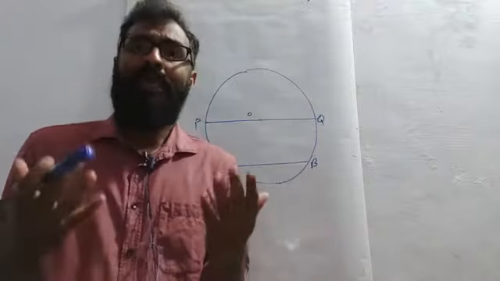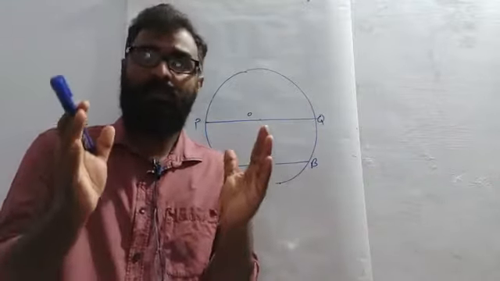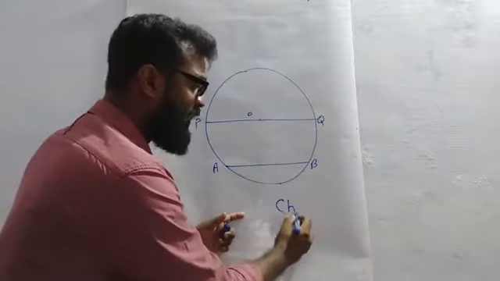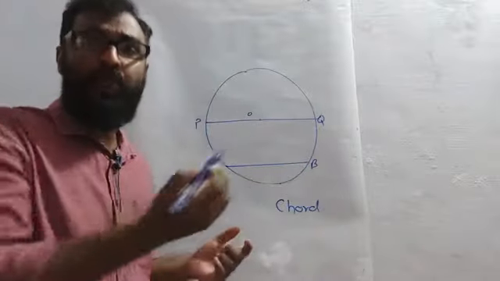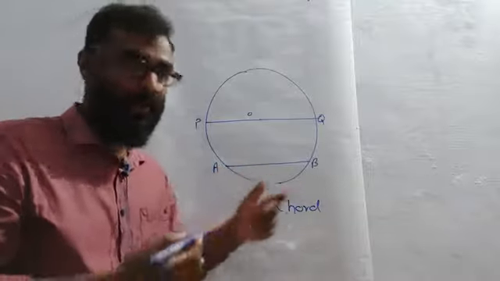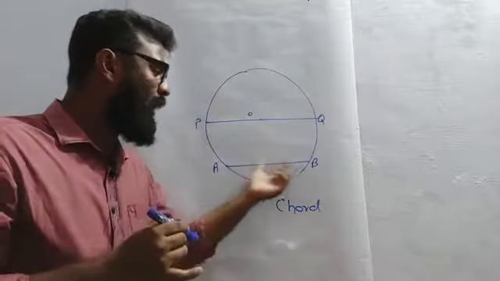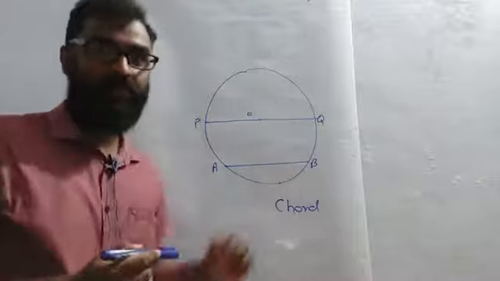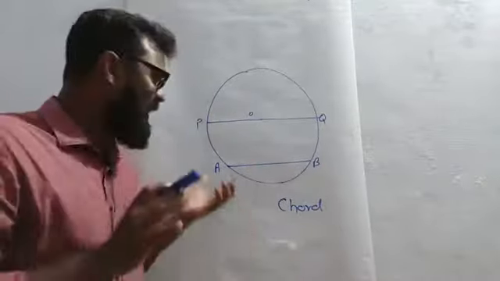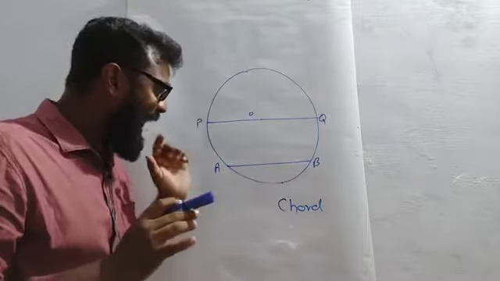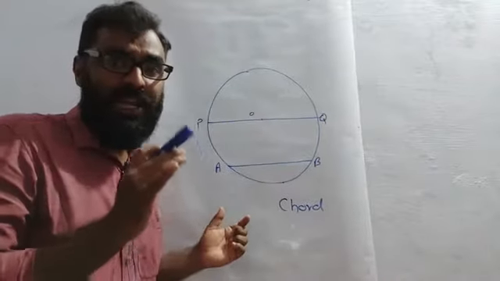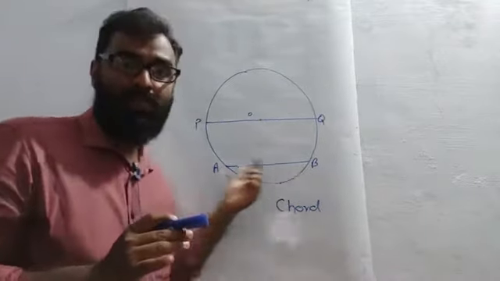Next, we are going to deal with very important terminologies related to the circle. The first one is a chord. What is a chord? I am taking 2 points on a circle, A and B. I am connecting these 2 points by a line, which is AB. So AB is a chord. And what is the definition? It's very simple. A chord is nothing but a line that connects any 2 points on the circle. So AB is a chord.